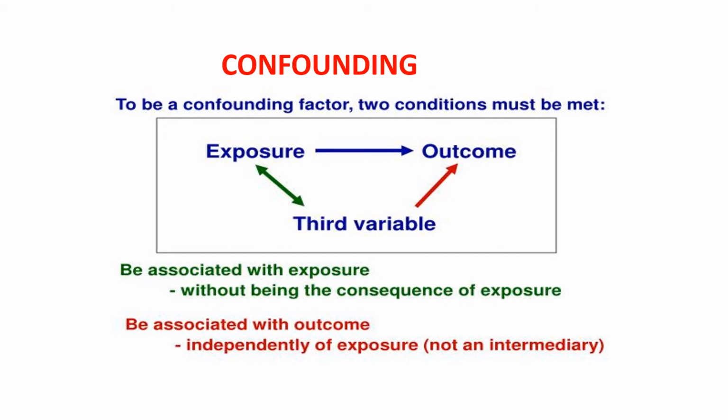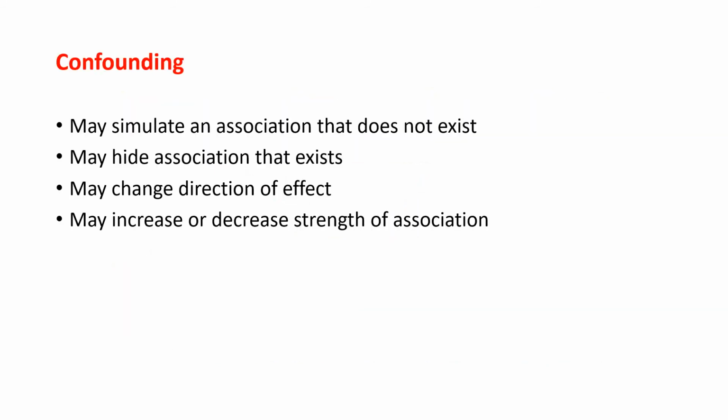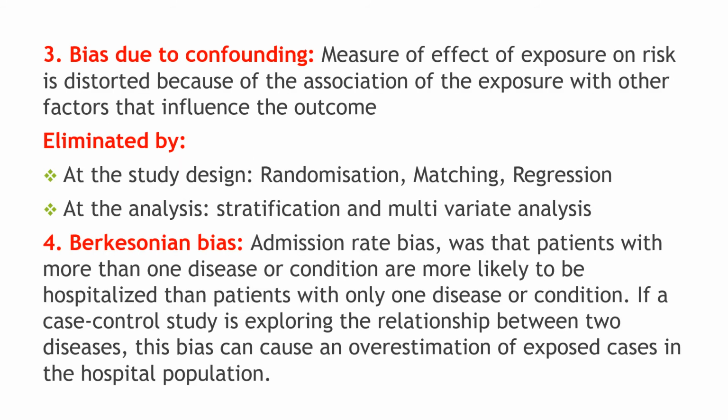So if you're looking at maybe alcohol causing heart disease and the person also consumes coffee, or smoking, which may also be affecting the outcome and associated with the exposure. So that may lead to an association that does not exist, or may hide an association that exists, or may change the direction of the effect, or may even increase or decrease the strength of association. So understanding confounding would make you get a clearer picture of bias due to confounding.